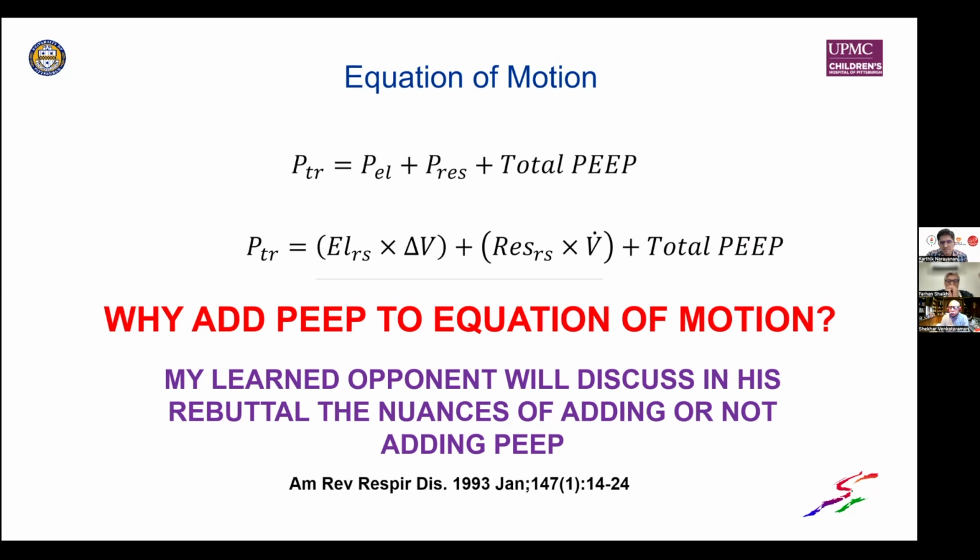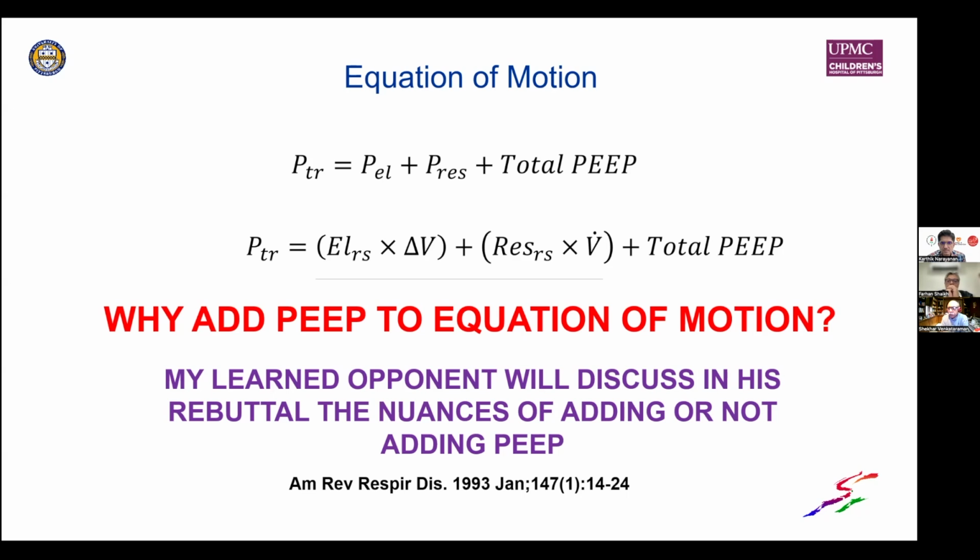Now, there is a controversy about why we should include PEEP, and Marini developed mathematical equations as to why PEEP should be included in the equation of motion, and he published that study in 1993, and that reference is given in this slide. It can also be rewritten as the trans-respiratory pressure is equal to the elastance times the delta volume, which is tidal volume, plus resistance times the flow, plus total PEEP, as Farhan showed you.